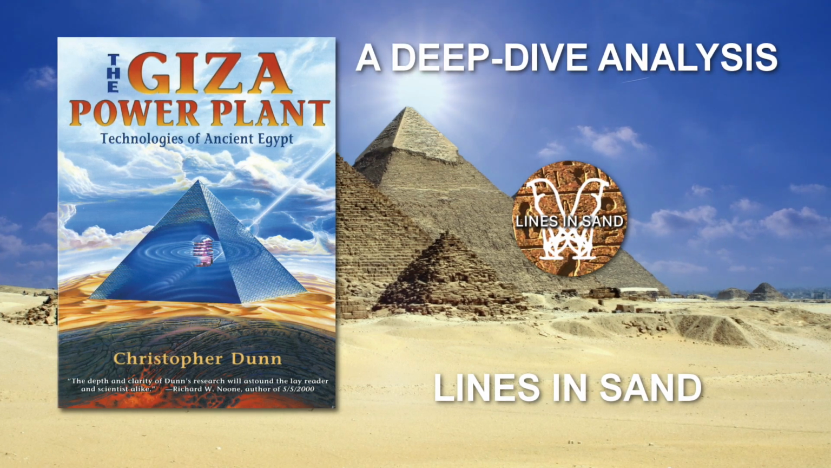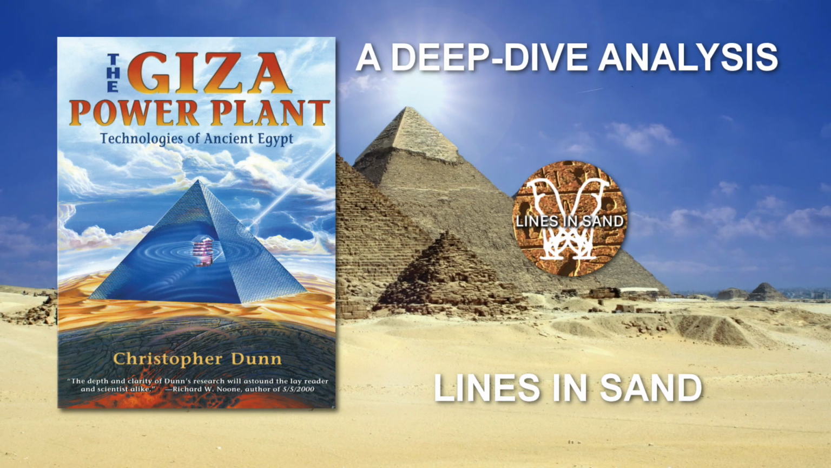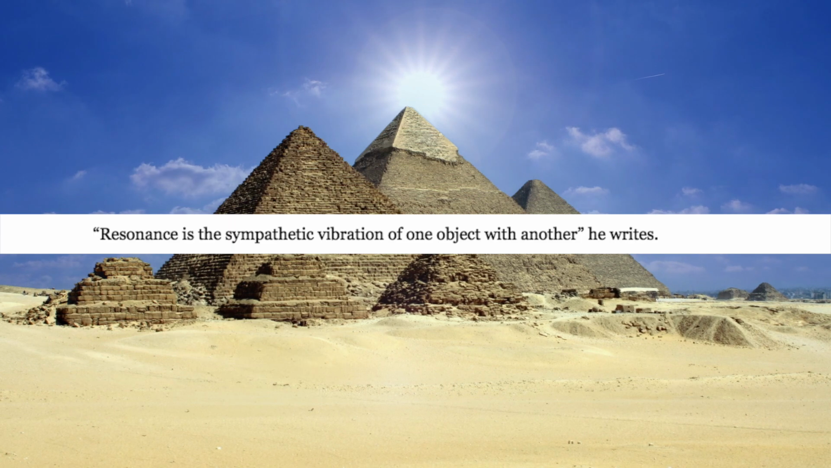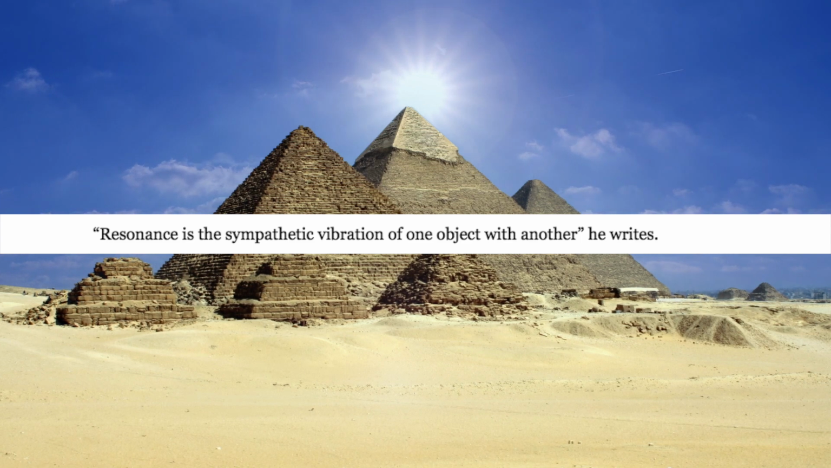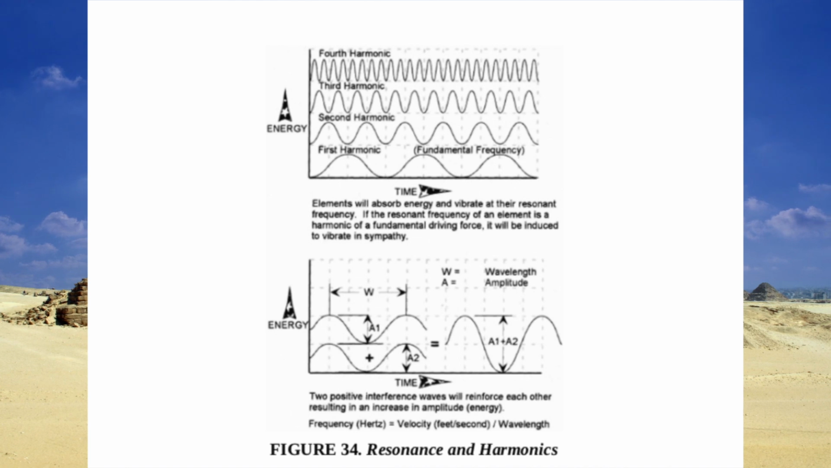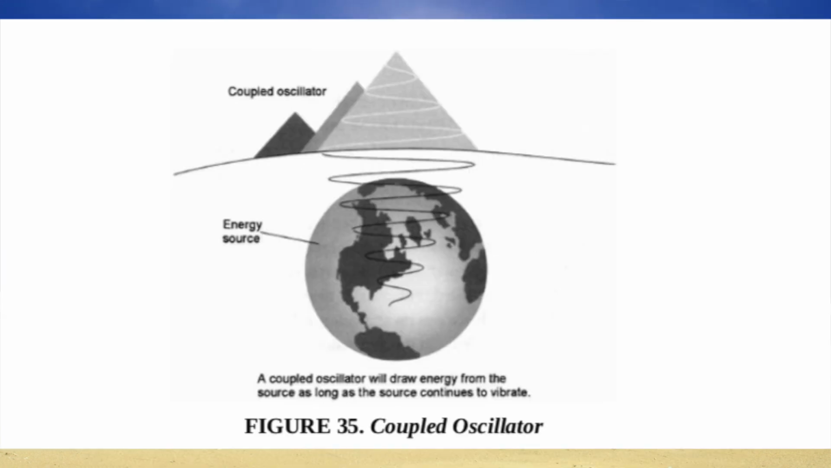Dunn takes this moment to clarify the difference between resonance and harmonics. "Resonance is the sympathetic vibration of one object with another," he writes. He suggests that the pyramid may have contained the apparatus to allow it to become a coupled oscillator, that is, becoming one with the vibration within the earth and its harmonic frequencies.